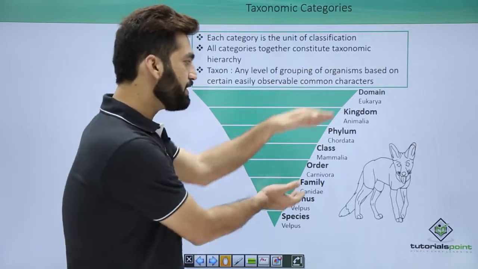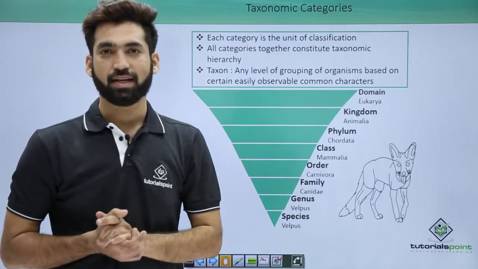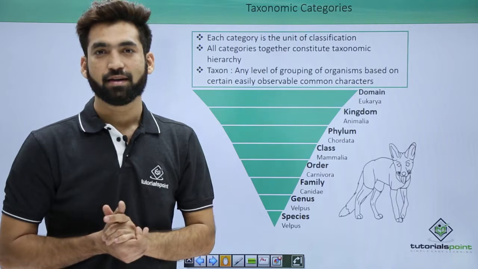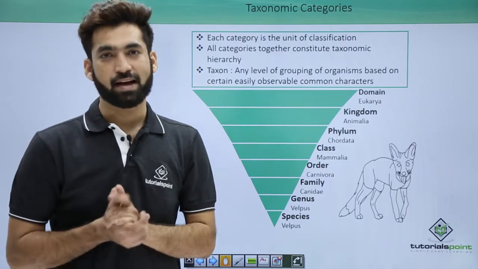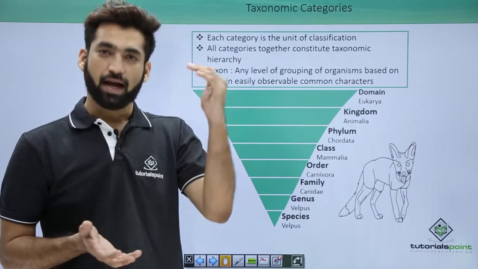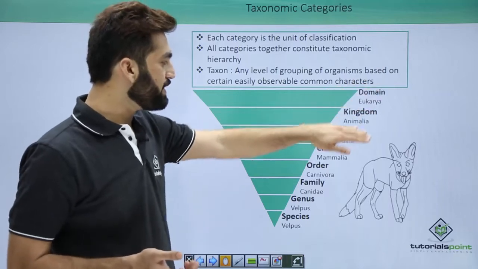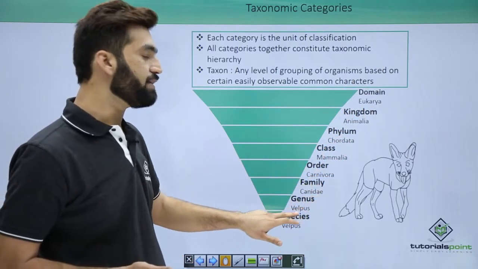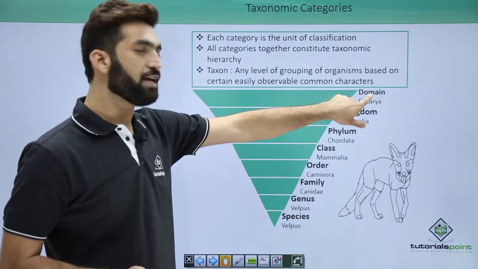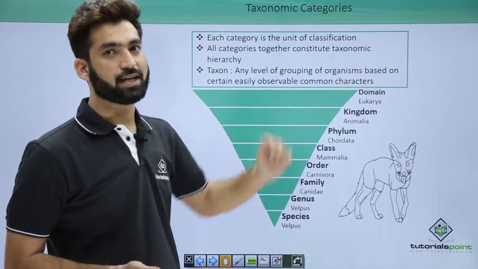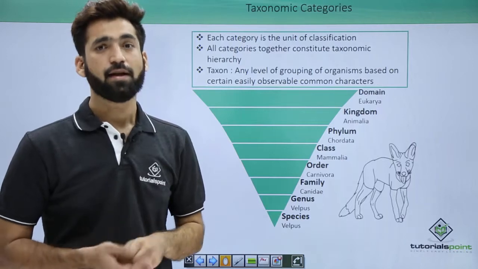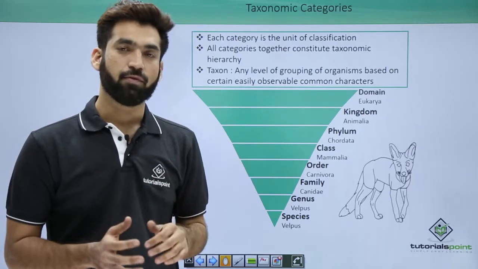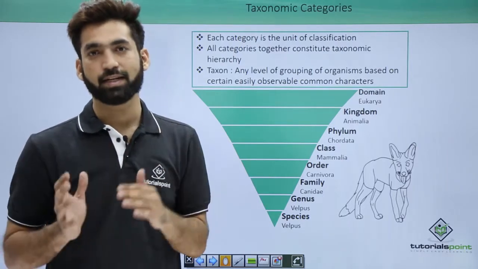Out of all these categories, there can be some more categories like subspecies. It can be subfamily, suborder, subclass, and likewise. But we basically talked about kingdom, phylum, class, order, family, genus, species. These 7 categories are called obligate categories. Now, what are obligate categories? All organisms will have to get these 7 categories.